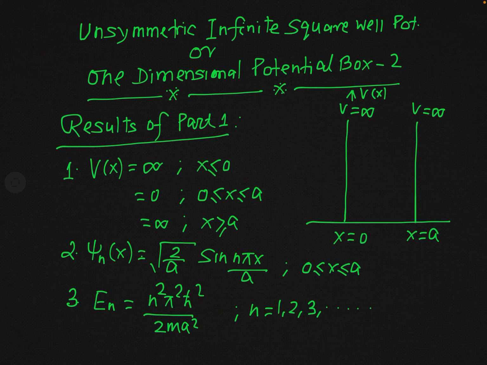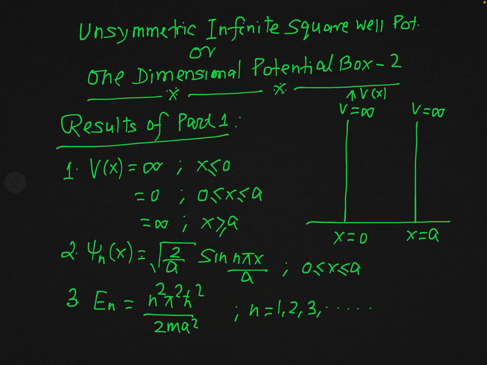Actually, the unsymmetric infinite square well potential is defined in this manner. V of x equal to infinity for x less than or equal to 0, and it is 0 in the region between x equal to 0 and a, and it is again infinite when x is greater than or equal to a, as you can see in this figure. Actually, this is the definition, or you can say this is the potential distribution in case of the one-dimensional potential box.